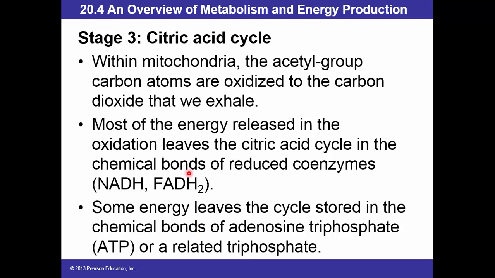Now stage 3, the citric acid cycle. Within mitochondria, the acetyl group carbon atoms are oxidized to the carbon dioxide that we exhale. Most of the energy released in the oxidation leaves the citric acid cycle in the chemical bonds of reduced coenzymes, NADH and FADH2. Some energy leaves the cycle stored in the chemical bonds of ATP or a related triphosphate like GTP, and we call this substrate level phosphorylation, as we mentioned before.